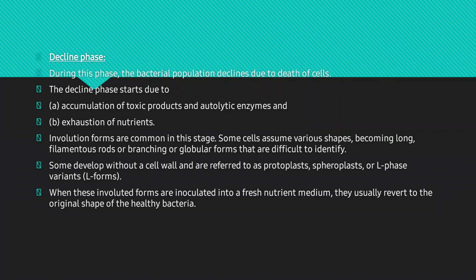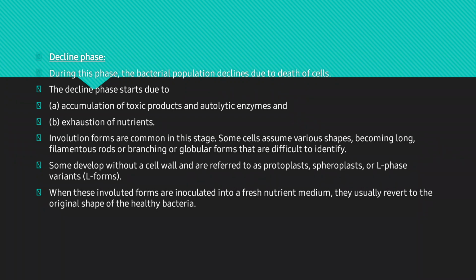The last phase is the decline phase. During this phase, the bacterial population declines due to death of cells. The decline phase starts due to accumulation of more toxic products and autolytic enzymes, and the nutrients will not be there. They will be utilized by the microorganisms during their multiplication.